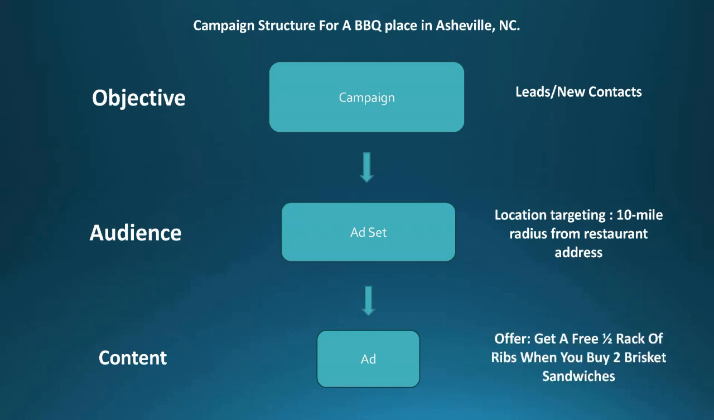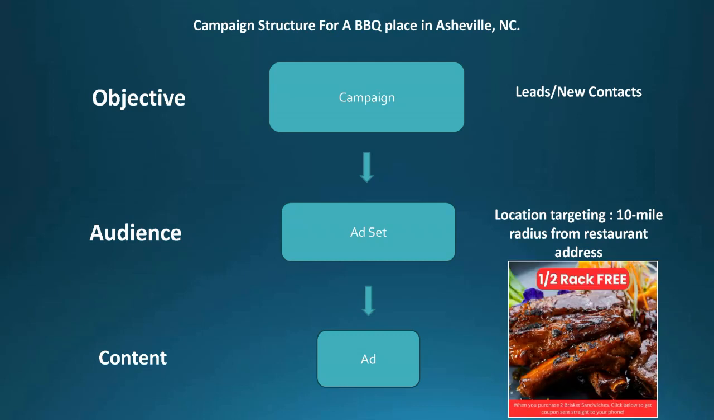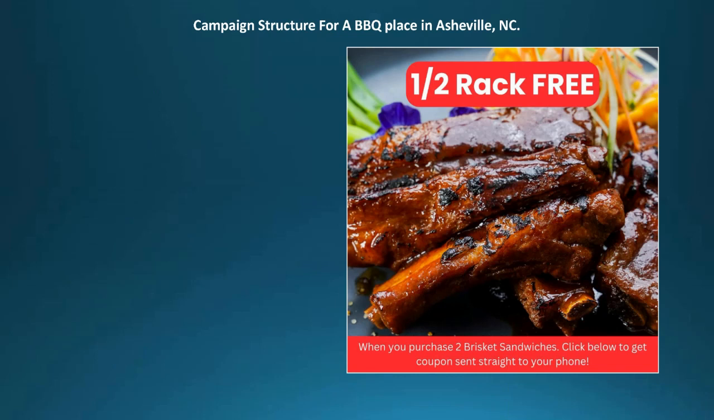For the content, our offer or our primary text is going to be to get a free half rack of ribs when you buy 2 brisket sandwiches. And then for the image ad, we're going to use just a nice little simple picture of some delicious looking ribs there with the big old half rack free headline. And then here's a bigger picture of that so you can see. Very important to use mouth-watering images for these ads. A good mouth-watering image and a nice offer is really going to be what they call a scroll stopper for the people online.